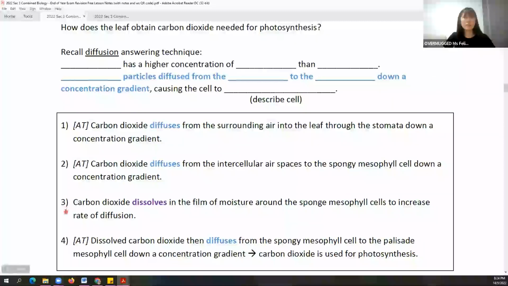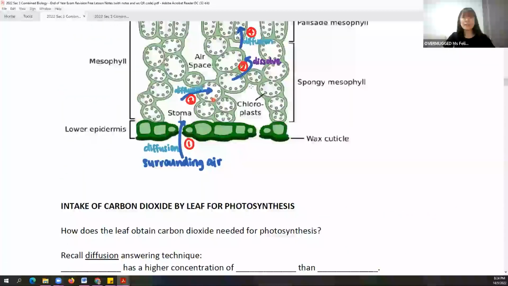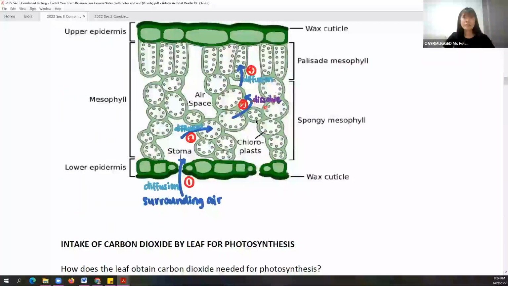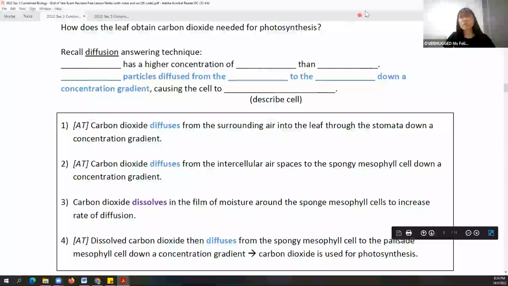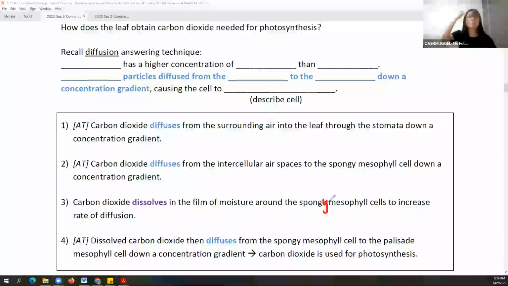Then the third one is the dissolving, as indicated over here. In this case, carbon dioxide has to dissolve in the thin film of moisture that is surrounding the spongy mesophyll. This is to increase the rate of diffusion. Sorry, people, can you help me amend a little bit? Actually, it should be called spongy mesophyll, not sponge mesophyll. Sorry.